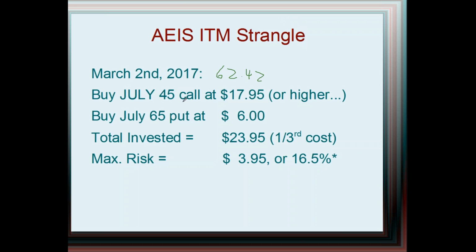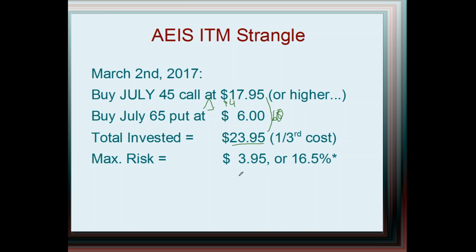So it's $17.42 in the money, so you're only looking at 53 cents of time value for this deep in the money call. And the July 65 put, which was $2.68 in the money, was only priced at $6, so less than the 7.35 for the October. All right, so there's our position. An in-the-money strangle. Delta here of 0.94. The delta of the 65 put was pretty close to what I had on the October, around 0.58, 0.60. Now, the total invested between these two is $23.95.